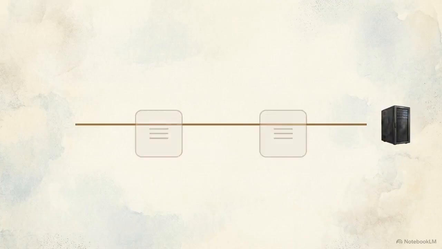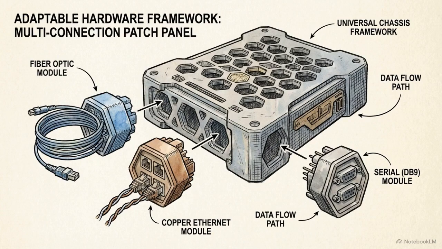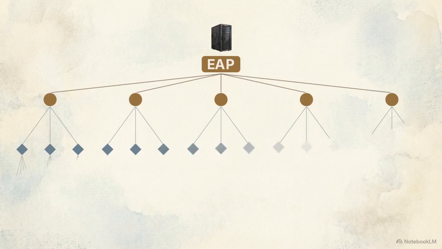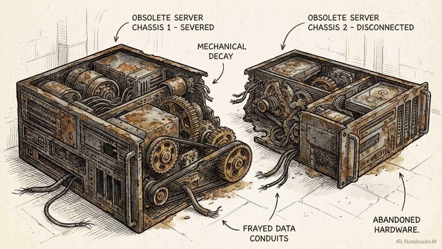Architects needed a way to support modular authentication methods without rebuilding the entire network stack. This led to the development of the Extensible Authentication Protocol, or EAP. EAP acts as a framework that supports over 40 different authentication methods. Some early methods, such as EAP MD5 and Cisco's proprietary LEAP, are now deprecated legacy solutions.